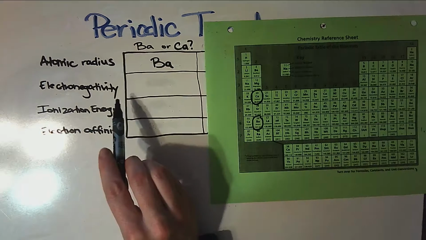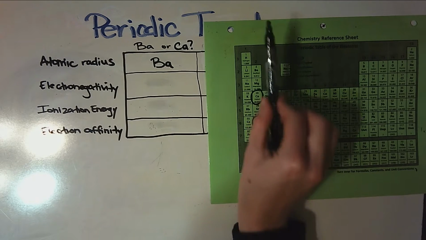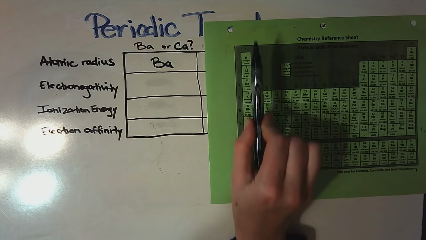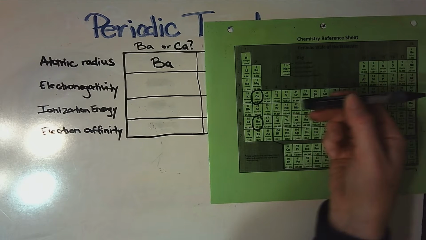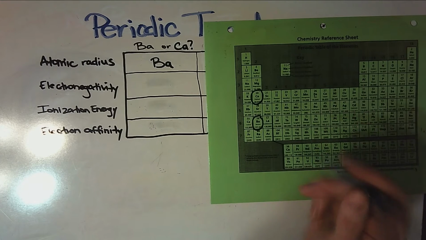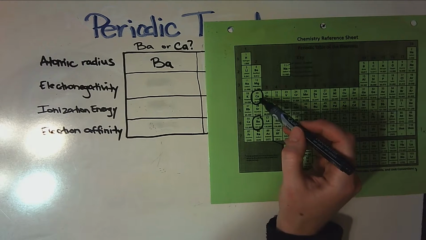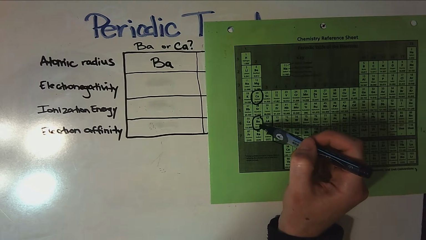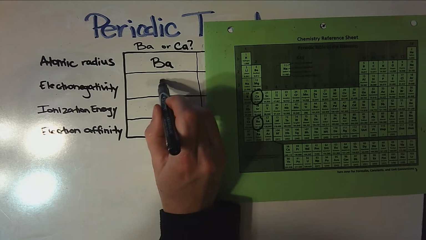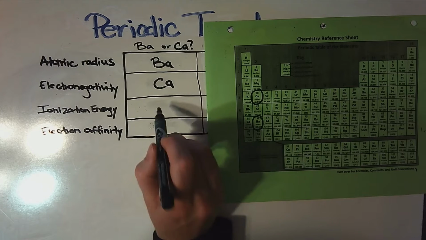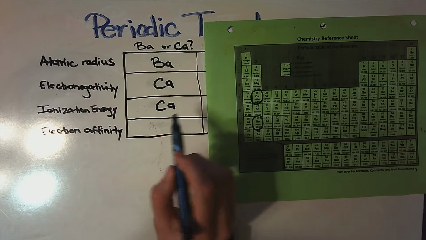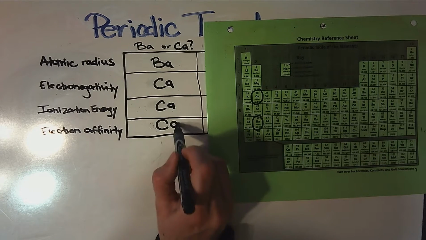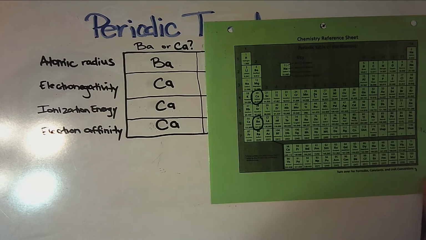Now, the other three trends all go the opposite way. So they increase as you go up a group and to the right in a period. So since calcium is higher up in the group compared to barium, it's going to have a higher electronegativity, ionization energy, and affinity for electrons. All right, let's move to the other side.